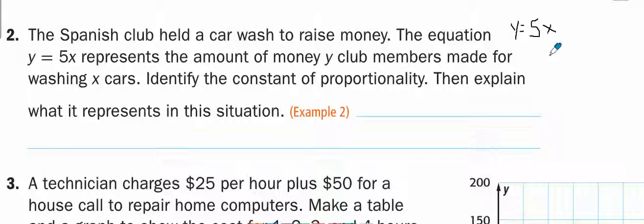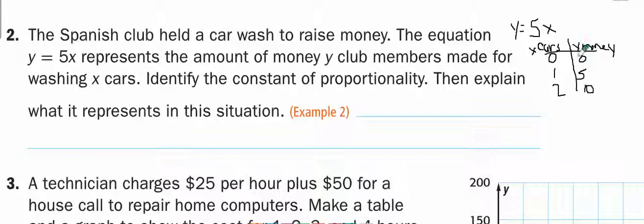So if I make a table and I have cars, which is our x, and money, which is our y, if I have 0 cars, I plug 0 in for x, so I have 5 times 0, which is going to give me 0. If I have 1 car, I have 5 times 1, which is going to give me 5. If I have 2 cars, I'm going to have 5 times 2, which gives me 10.